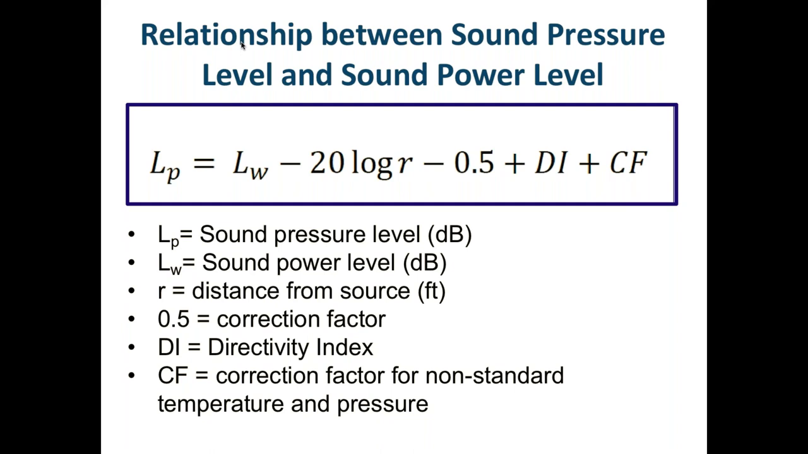LW is the sound power level. That's if it's a speaker, a 50 watt speaker or 100 watt speaker cranked up to 100 watts, right? R is the distance from the source in feet. Now notice we're going to English units here. 0.5 is a correction factor. In other words, we want to make sure that we provide enough protection. DI is a directivity index, and CF is a correction factor for non-standard temperature and pressure.